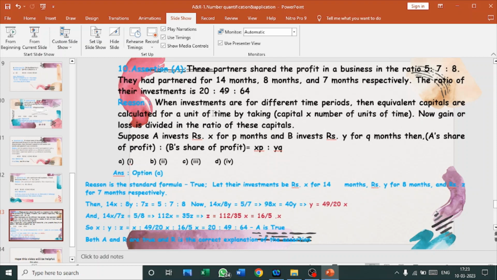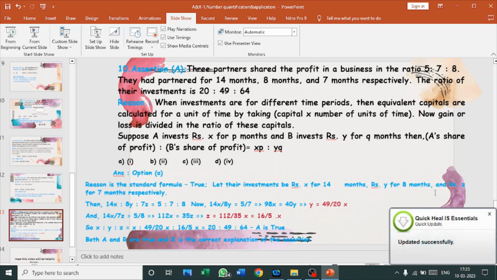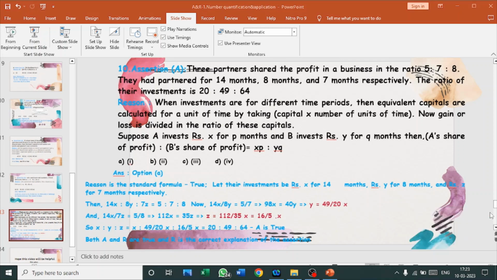Now gain or loss is divided in the ratio of these capitals. Suppose A invests rupees X for P months and B invests rupees Y for Q months, then A's share of profit to B's share of profit will be the investment X into the time period P is to investment Y into the time period Q. That means the reason is telling about the standard formula of dividing the share. Okay. So the reason is true.